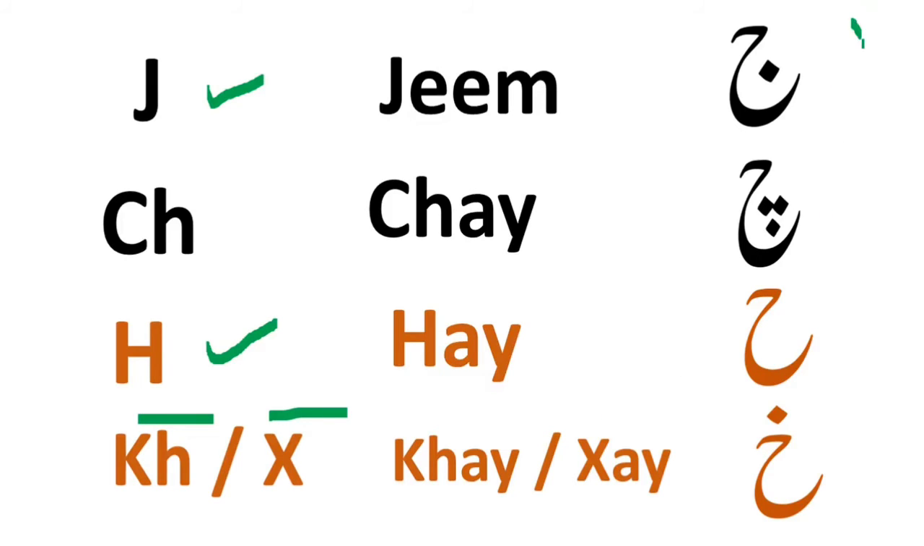So this is called the Jim family of the Urdu alphabet, and these letters are almost all the same. Jim has 1 dot inside it. Che has 3 dots inside it. Hey has no dot. Khey has 1 dot over it. Jim, Che, Hey, Khey.